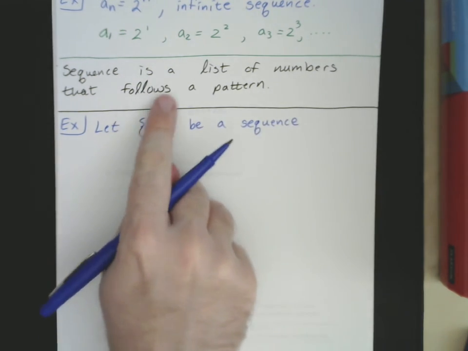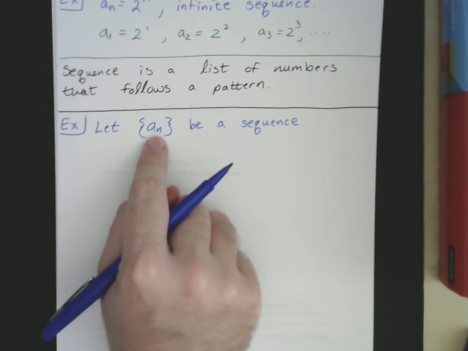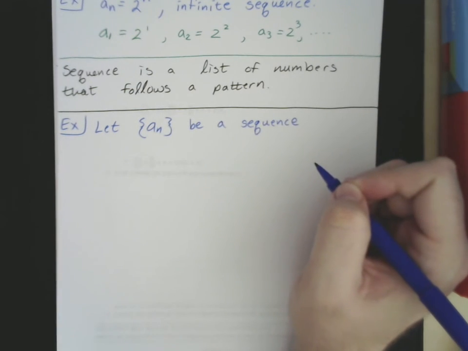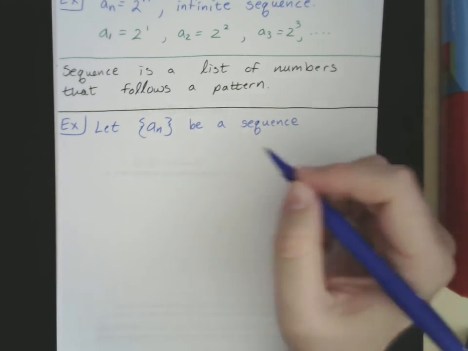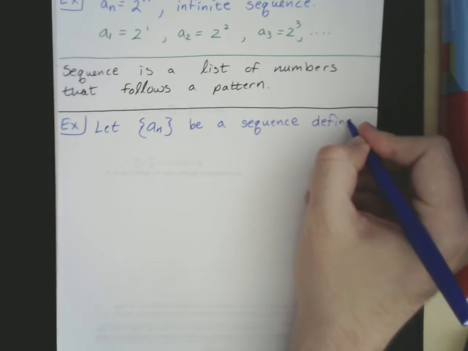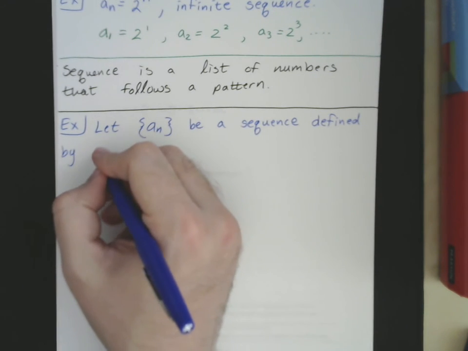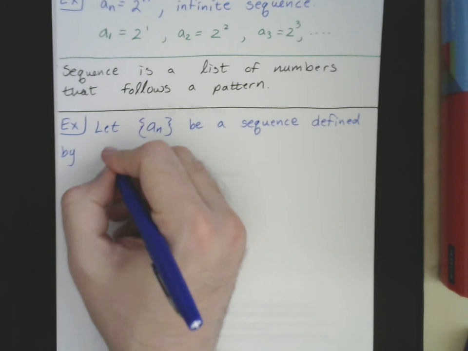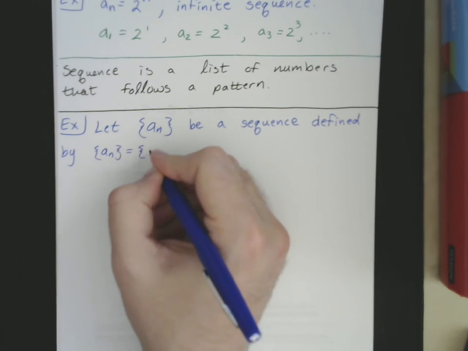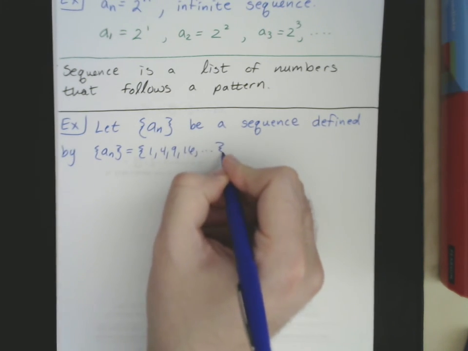So this notation here represents the entire sequence. So this is all the numbers that satisfy whatever rule you're going to be given for a sub n. So let a sub n be a sequence defined by a sub n equals 1, 4, 9, 16, and so on.